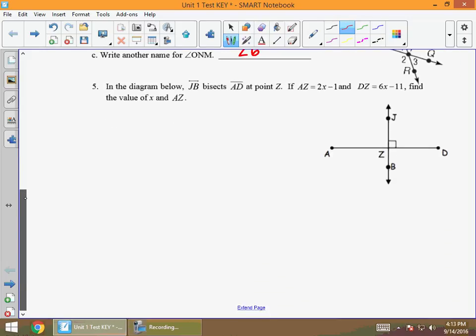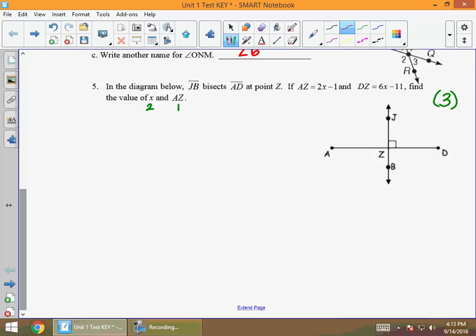Now let's jump down here to question number 5. Question number 5 is actually worth 3 points, and I'll show you where the 3 points come from. You're going to get 2 points to find the value of x. Then I take your value of x, whatever it is, whether it's right or wrong, and plug it in to find AZ. If I can find AZ with the wrong x, so you've done the process right but missed the variable, you can still get one of the 3 points. So x is going to give you 2 points. AZ will give you 1 point.